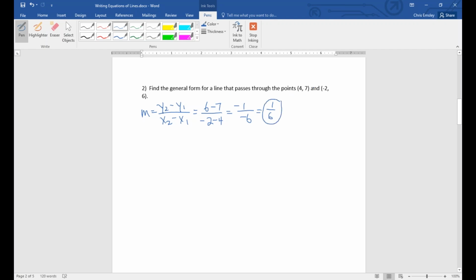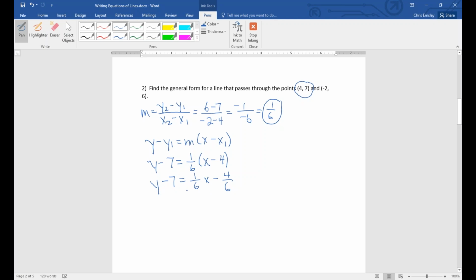And again, we could use either of these points they gave us. I'm just going to use the first one. And I'm going to use that point-slope form because I think the calculations are a little easier when we do that. So I'll plug in what I know: y minus y1, the y value is 7, and our slope is 1/6, and x minus x1, our x value is 4. This is the equation of the line we're looking for, but it's not in the general form, so I'm going to go ahead and distribute that 1/6.